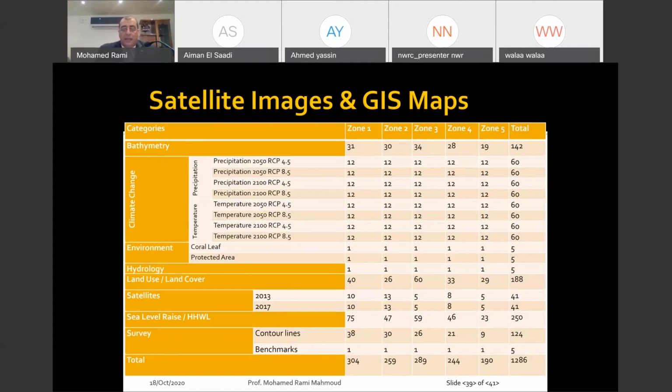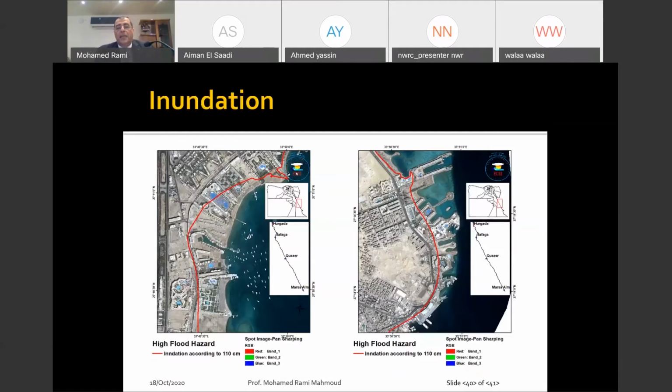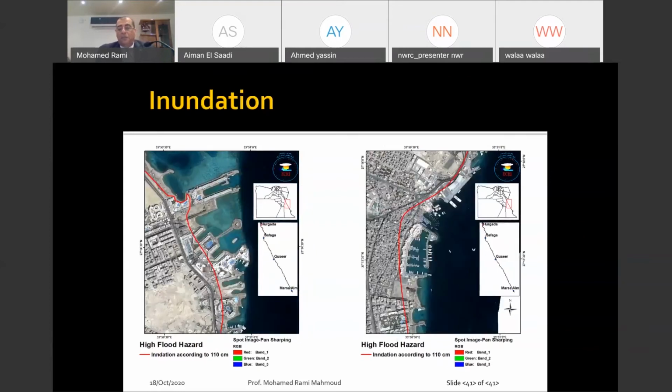the setback line. Actually, here is part of the developed results of the geodatabase. This is the setback line for the area in Safaga and Hurghada, and it can be generated according to the scenarios that are going to be generated by the DSS.